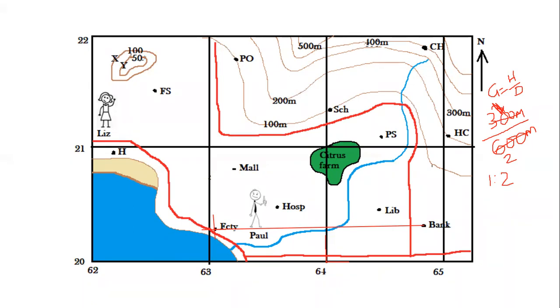So now, Paul goes to church and he meets up with Liz and her mother. And the three will walk home after church because they live very close to each other. They live in the grid square where the post office is located. What is the grid square in which the post office is located?